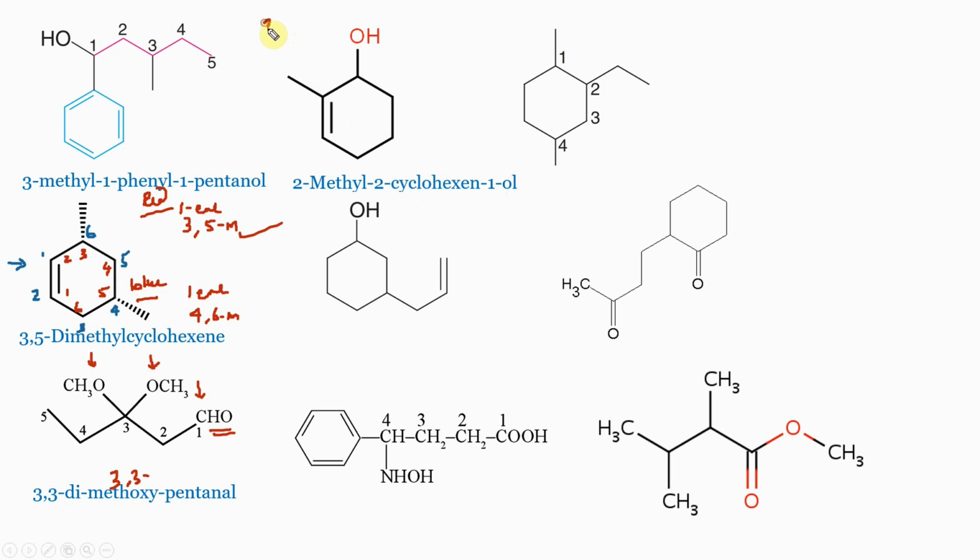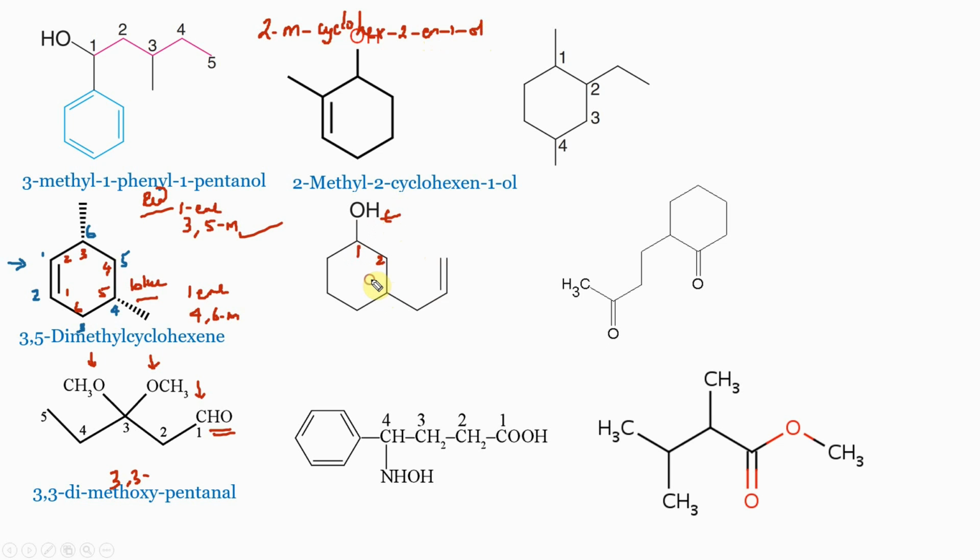So we can also write 2 methyl cyclohex 2 ene 1 ol. This is also okay. Going to this one, very simple. Which is your primary functional group? This one. This is the secondary functional group.